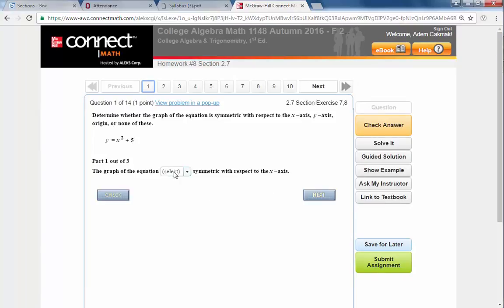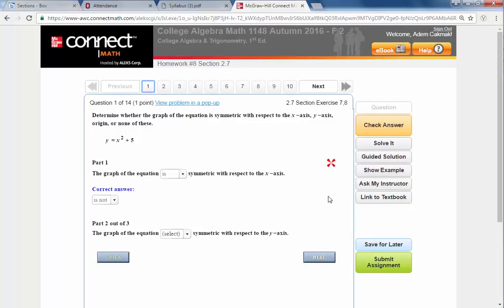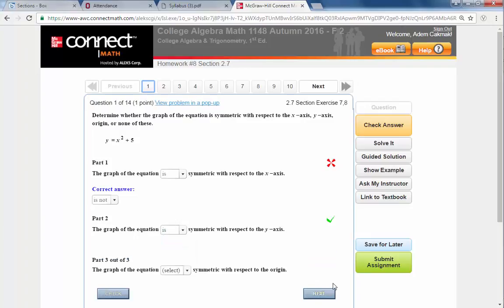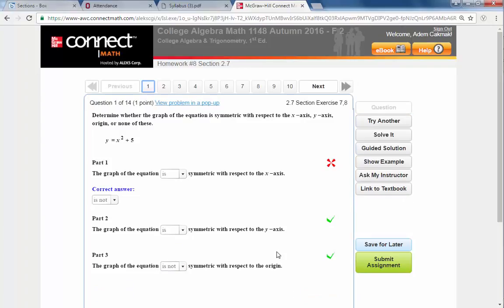Alright, the graph of the equation is symmetric with respect to x. What did I do? It was with y. Oh, it was y, right? So this is what happens if you rush. Anyways, is it symmetric with respect to y? Yeah. Is not symmetric with respect to origin. At least I got partial credit. Alright, next.